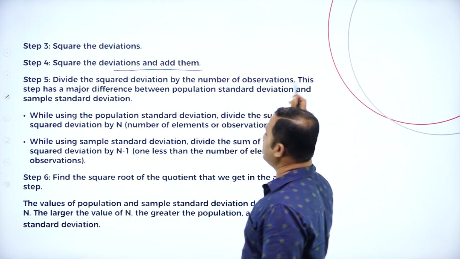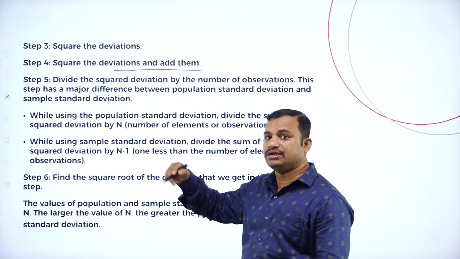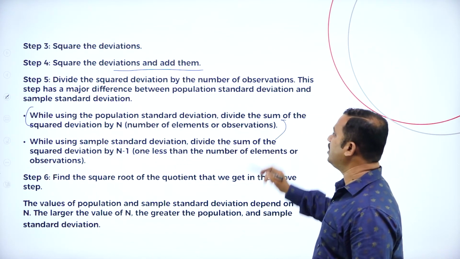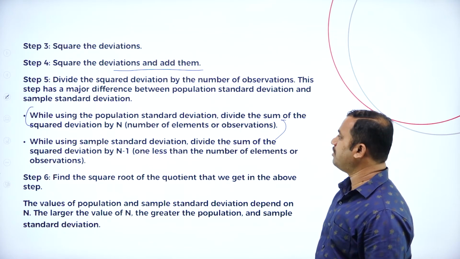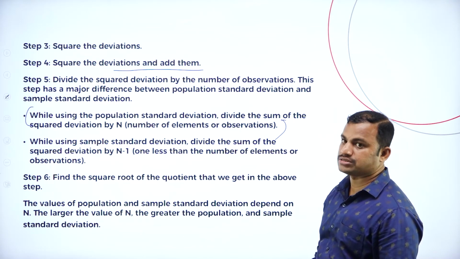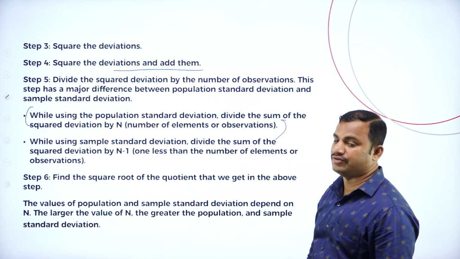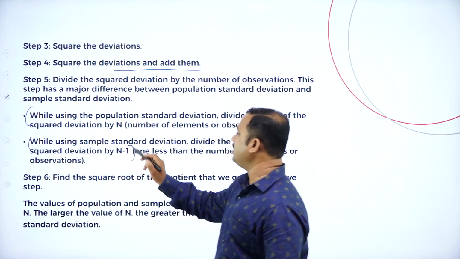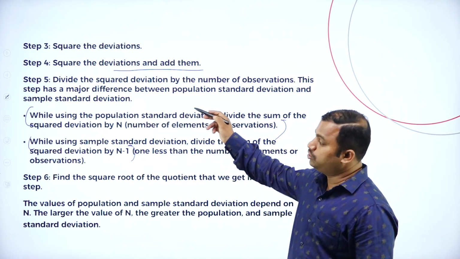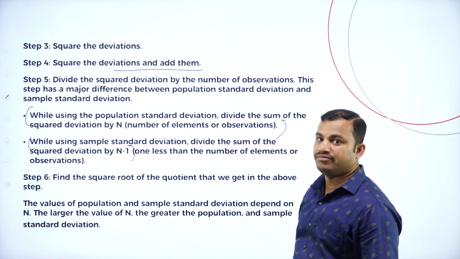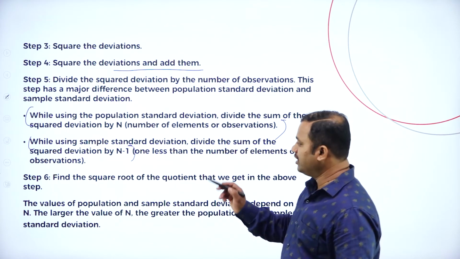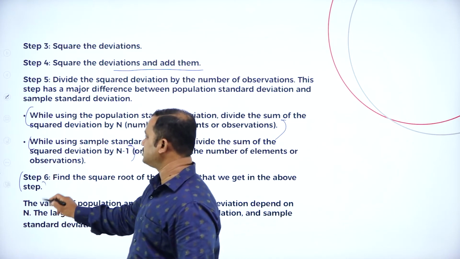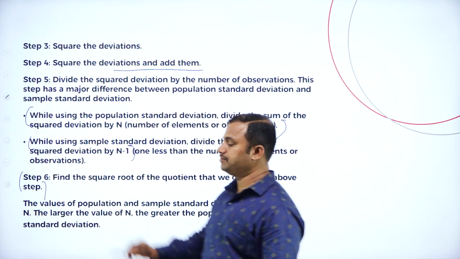Divide the sum of squared deviations by the number of observations. While using the population standard deviation, divide the sum of squared deviations by n, the number of elements or observations. When you use the sample standard deviation, you will divide it by n minus 1. Finally, in step 6, find the square root of the quotient we got in the fifth step, the variance step.